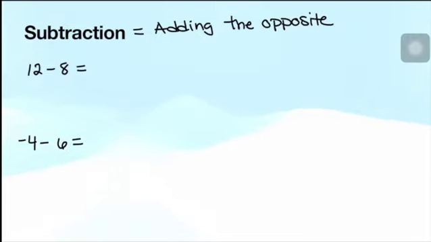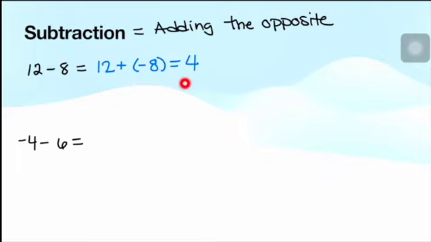Subtraction is really similar to addition, and in fact, subtraction can be thought of as adding the opposite. Every single subtraction problem can actually be rewritten as an addition problem. So for example, 12 minus 8, we might know that that's just 4. If you take 8 away from 12, you get 4. But you can actually think of this problem as 12 plus -8. That is 12 plus the opposite of +8, and that is also 4.